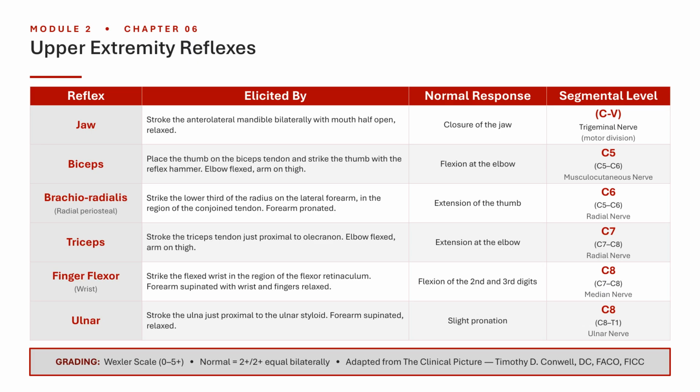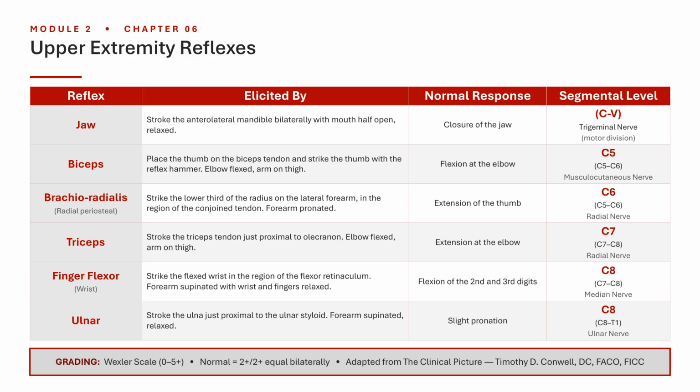3 reflexes, 3 nerve roots. You need to know all of them. Biceps reflex, root level, C5 and C6. Nerve, musculocutaneous. Test site, the biceps tendon in the antecubital fossa. The examiner's thumb or finger is placed on the biceps tendon, and the hammer strikes the examiner's thumb. A normal response is a visible or palpable biceps contraction with mild forearm flexion.